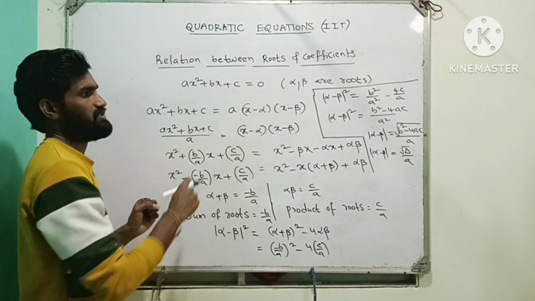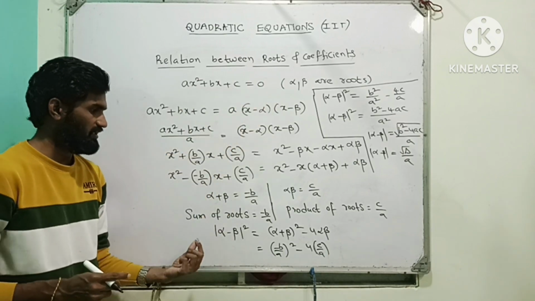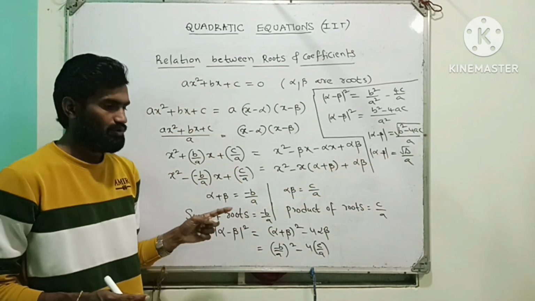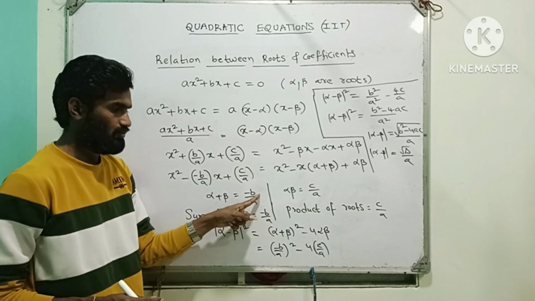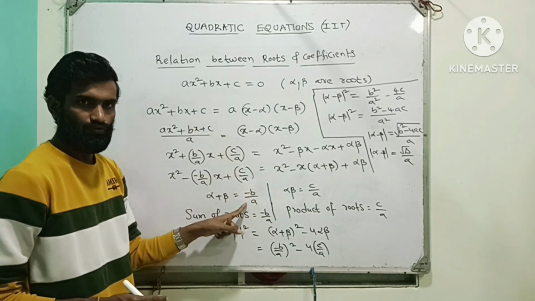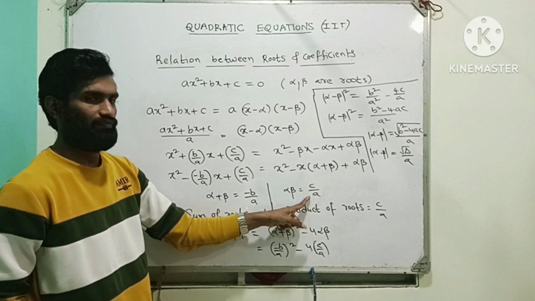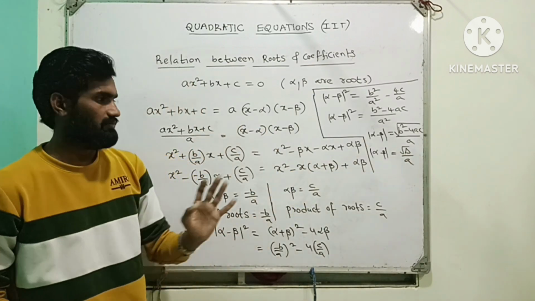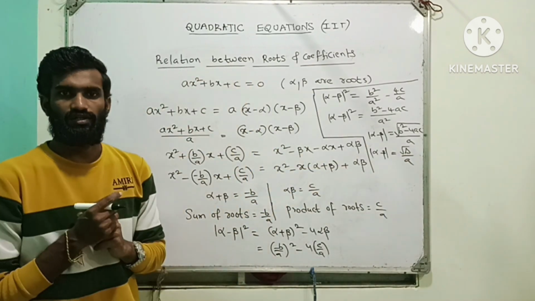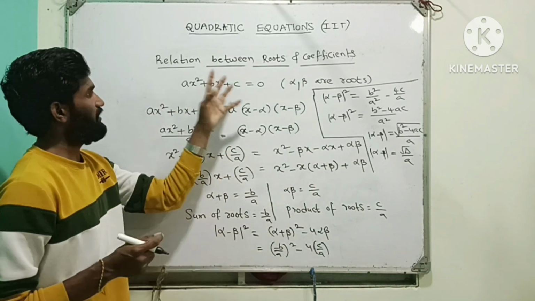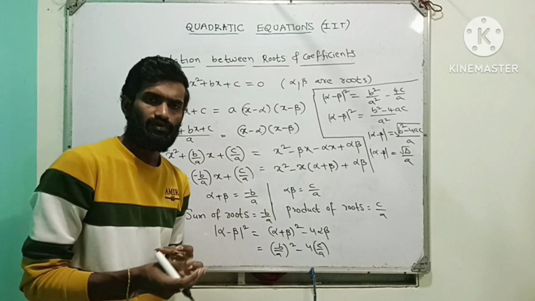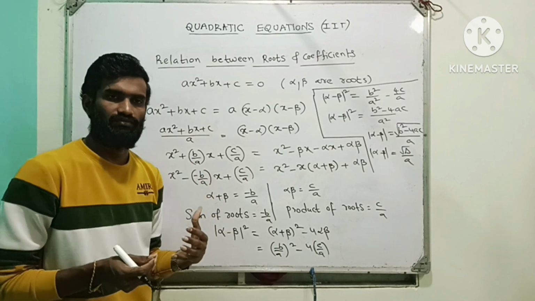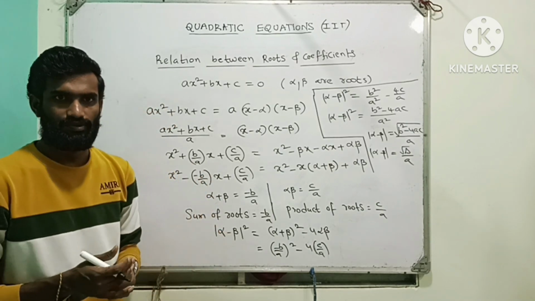What is the relation between roots and coefficients? That is alpha plus beta, alpha into beta, and mod alpha minus beta. Here alpha plus beta is minus b by a, minus coefficient of x by coefficient of x square. Alpha beta is constant term by coefficient of x square, and here it is root discriminant by coefficient of x square. So this is nothing but our relation between roots and coefficients. Already you know this one. You already studied it in your 10th class, but we just recalled that concept.